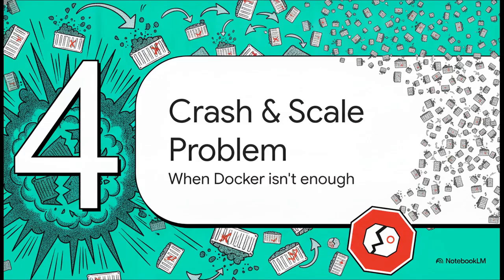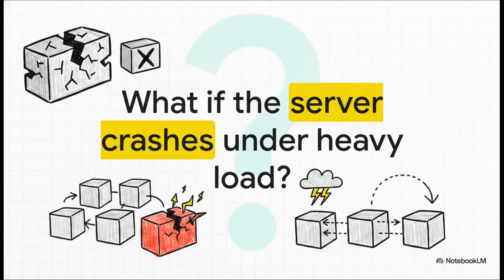Section 4, the crash and scale problem. When Docker isn't enough. Right, so Docker completely solves the environment mismatch, but it creates a new headache. It doesn't manage those containers long term. What happens when your app goes viral? Or if a container just randomly dies from a weird code error? Docker by itself can't auto-restart a dead container. It can't magically duplicate containers to handle a massive spike in traffic. So you've got a perfectly packaged app that is now completely overwhelmed.